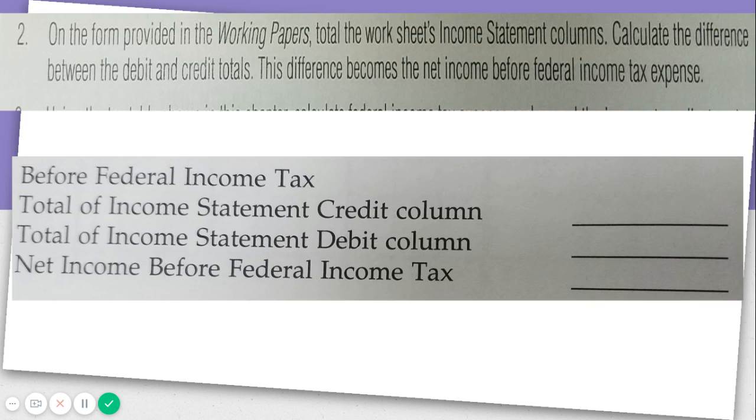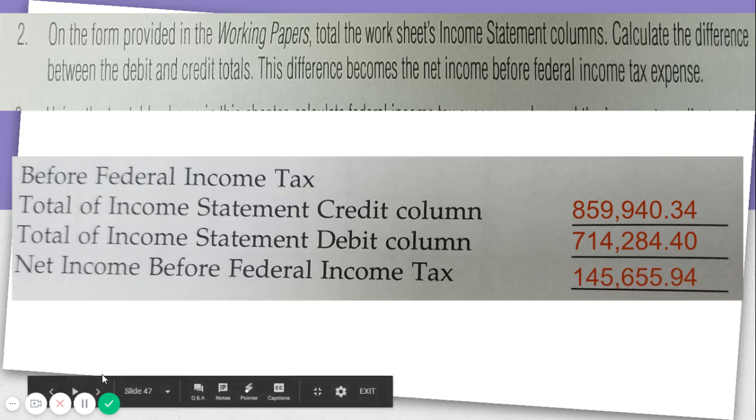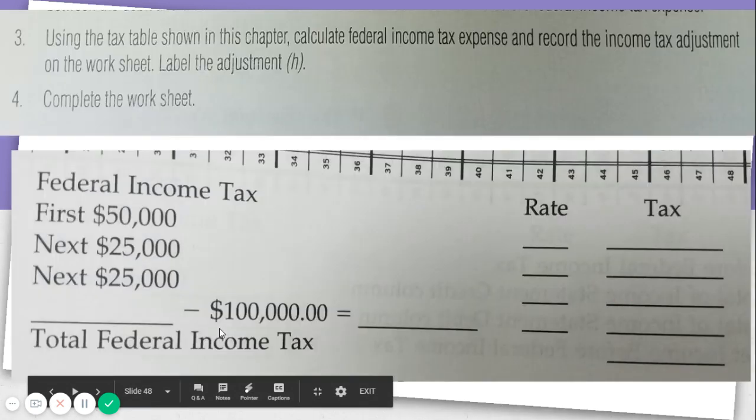So the total of our credit column for income statement should come to $859,000. And then our debit column should come to $714,000. The net income before federal income tax would be the difference between these two, and that's $145,000. Step 3.